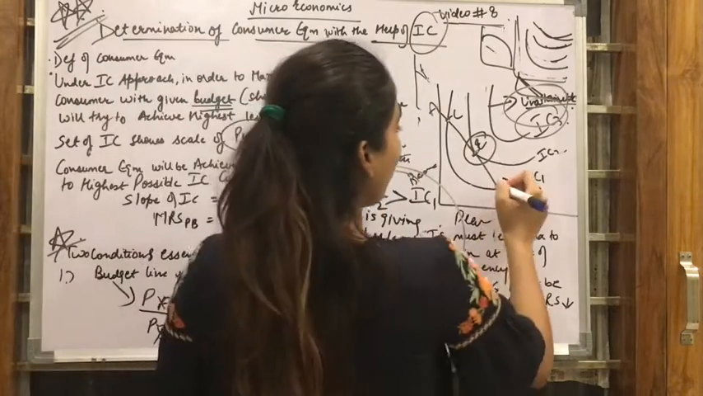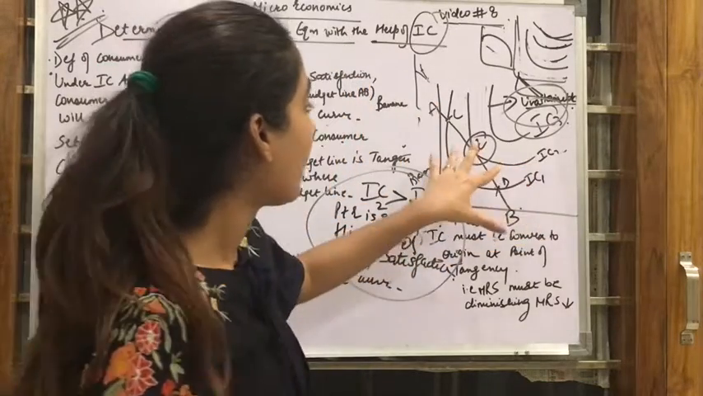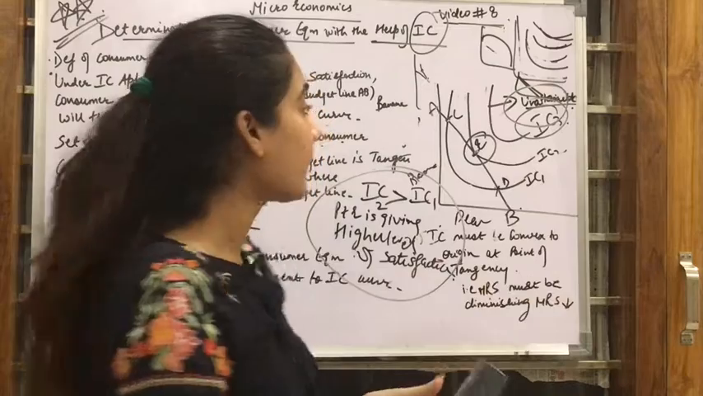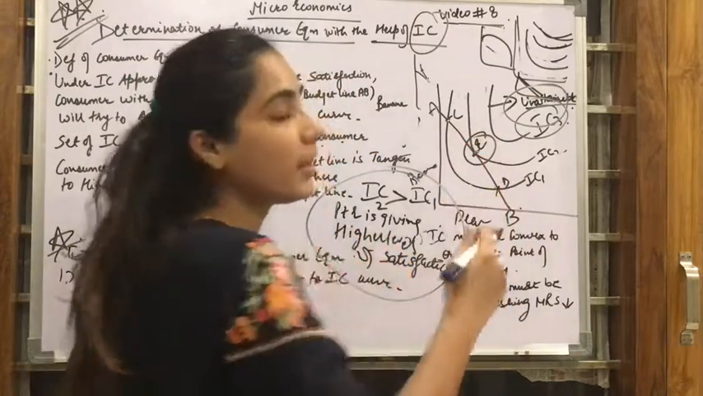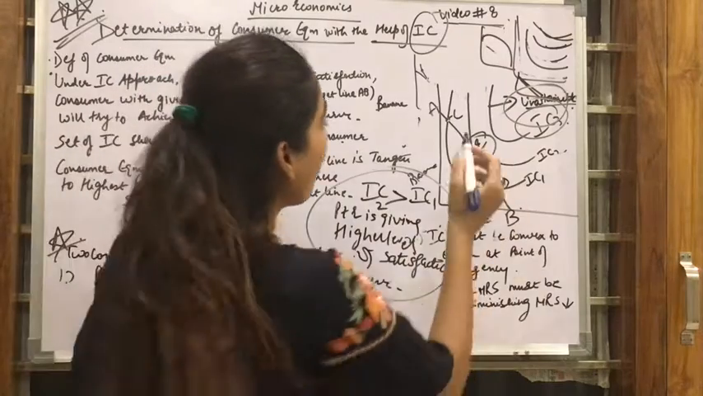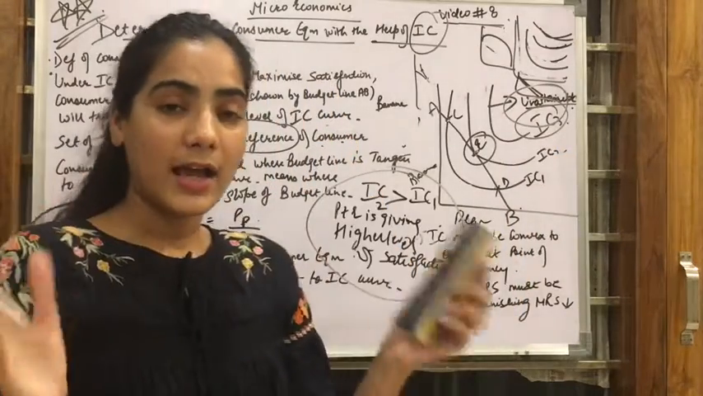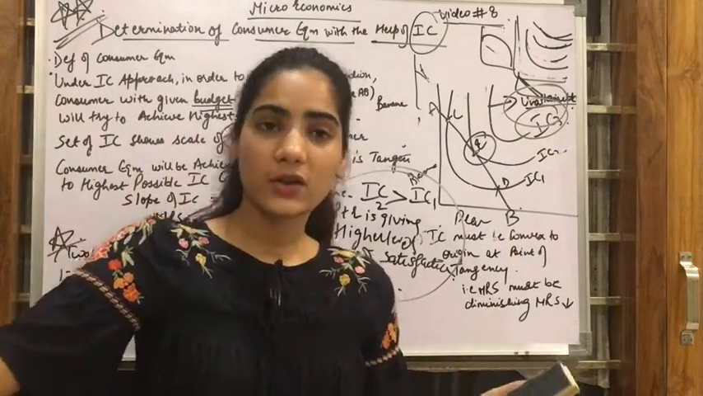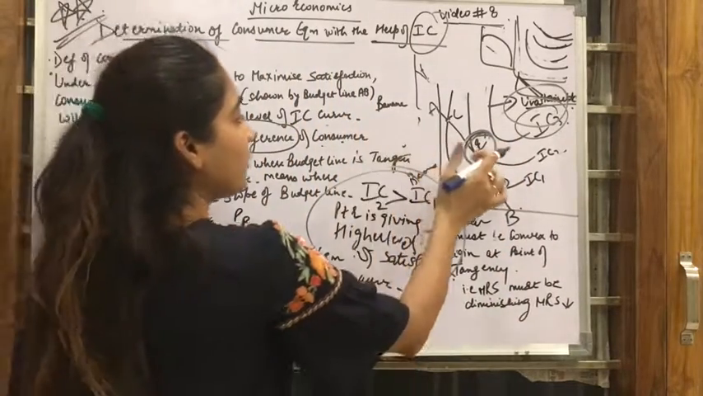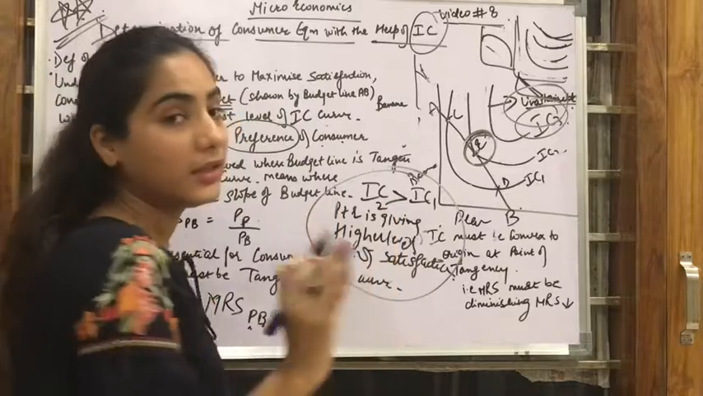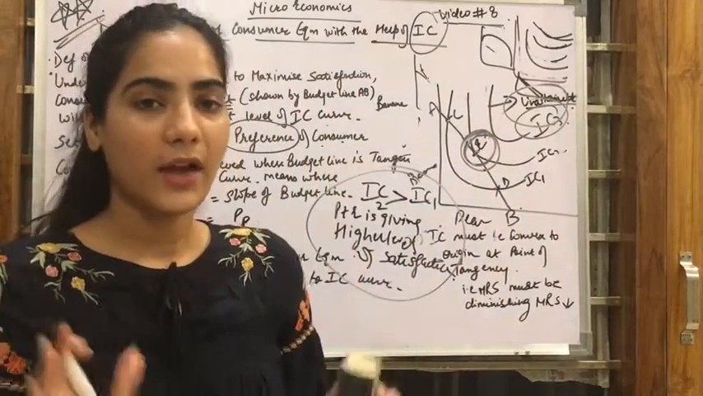So we can only compare the budget line with the two ICs, as both lie on our budget line. Then we compare which one is giving better satisfaction. Which combination is giving better satisfaction? Point C, D on IC1 or point E on IC2. As we know, higher IC means high level of satisfaction. So point E is giving the maximum satisfaction. Consumer equilibrium condition under the IC curve is point E, where the consumer is getting maximum satisfaction.